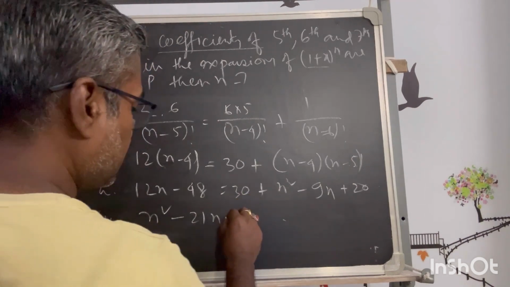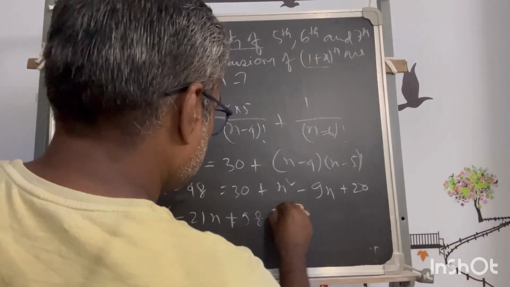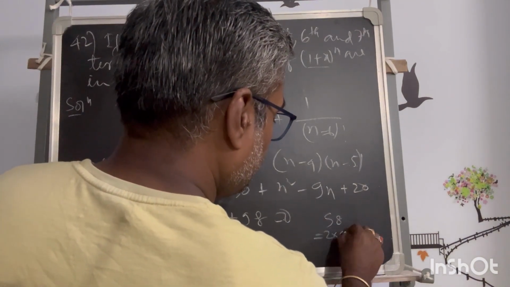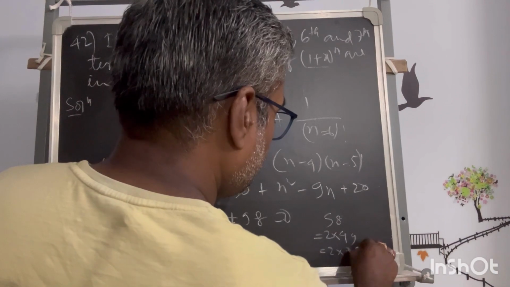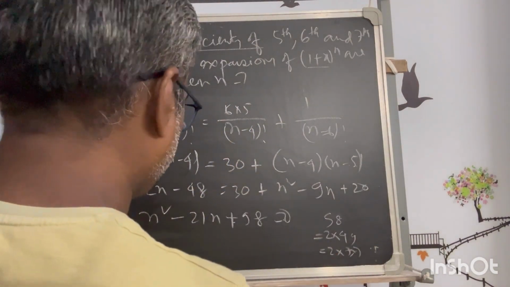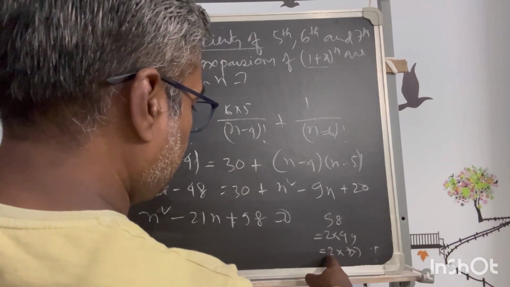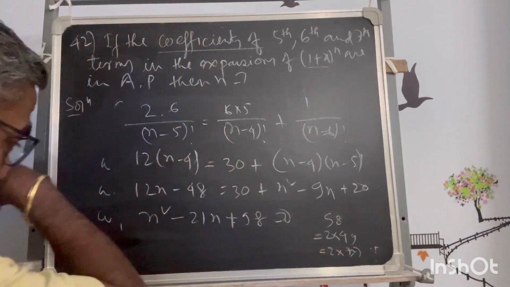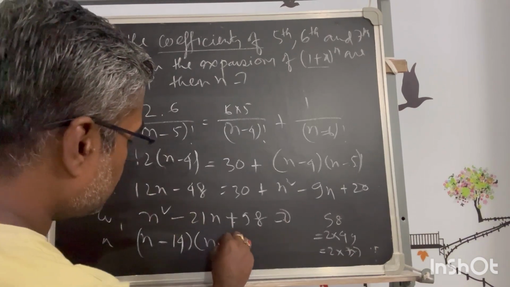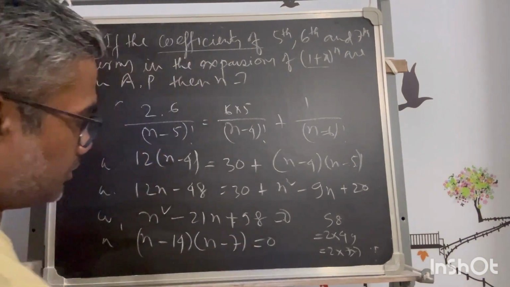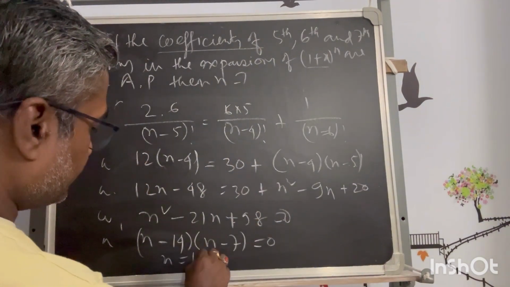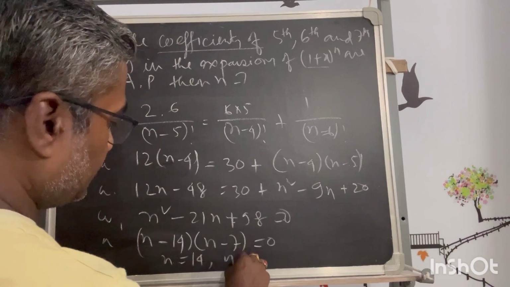78 plus 20, 98, sorry, 98. So now 98, if I calculate 2 into 49, this is equal to 2 into 7 into 7. So this, I think, can be possible: 2 into 7, 14 plus 7, okay. So this will be (n minus 14) one factor and (n minus 7) another. So this could be a factor. So now n could be 14 or n could be 7.